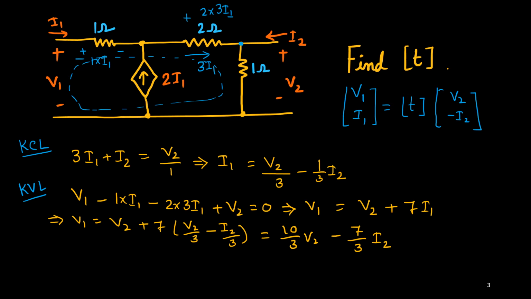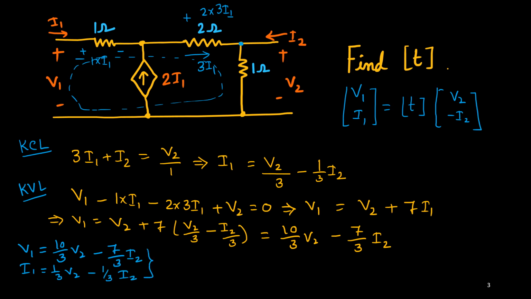So you have got these two equations. What are these two equations? The first one is V1 equals 10 by 3 V2 minus 7 by 3 I2, and for I1 we have got 1/3 V2 minus 1/3 I2.